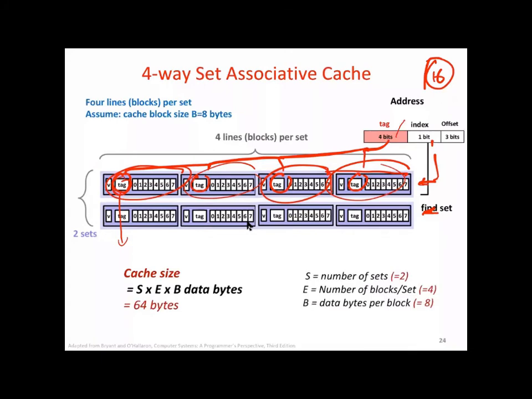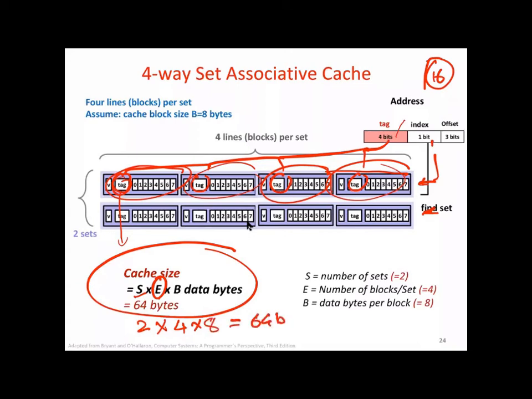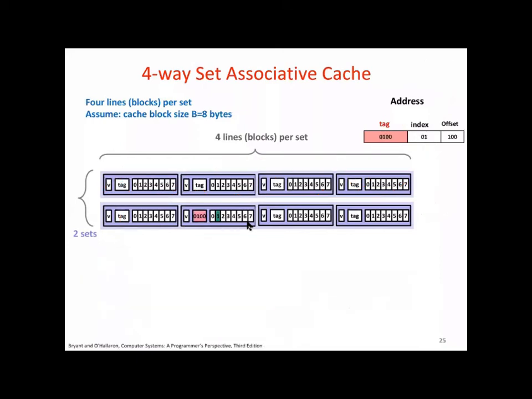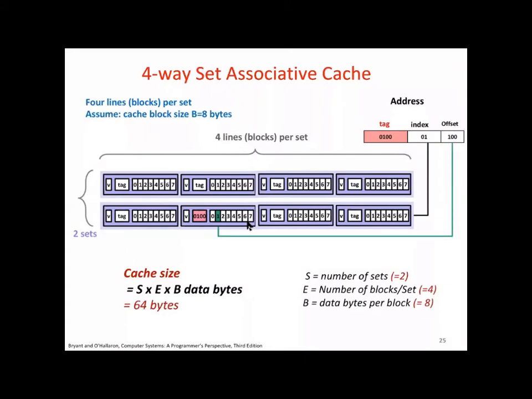Of course, the size of the cache remains the same. The only difference is the number of sets now reduces, but the associativity within a set doubles, right? So instead of 2, now we have 4. The number of sets is 2, the number of blocks within a set is 4, and the number of bytes within a block is 8. So that becomes 64 bytes. Okay, all right. Can we increase the associativity further?